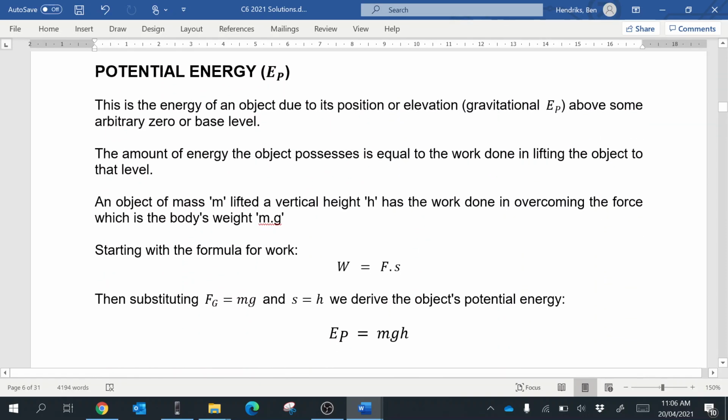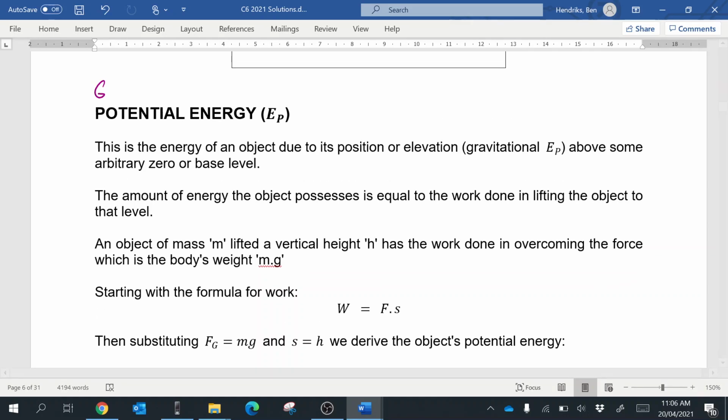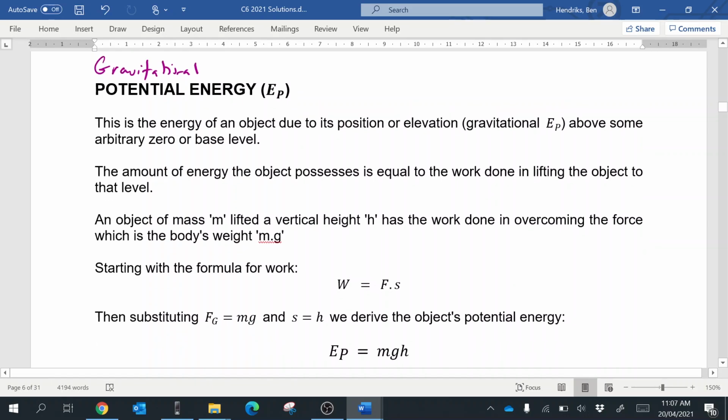This is the energy of an object due to its position or elevation, so this is often called gravitational potential energy. If you lift something up above your head, you're not going to want to drop it because it has potential energy, and if you drop it, that potential energy is converted into kinetic energy. It's going to start moving, and it's going to hurt if you drop it on your head. So that's a form of potential energy, when we lift something up.